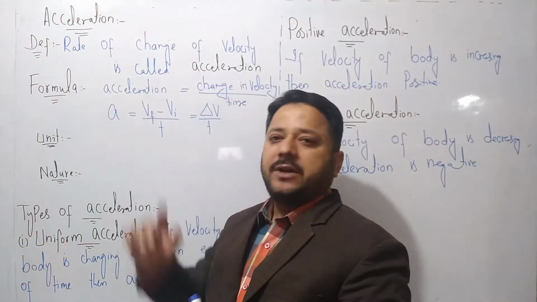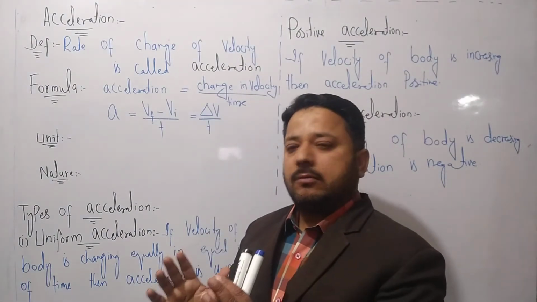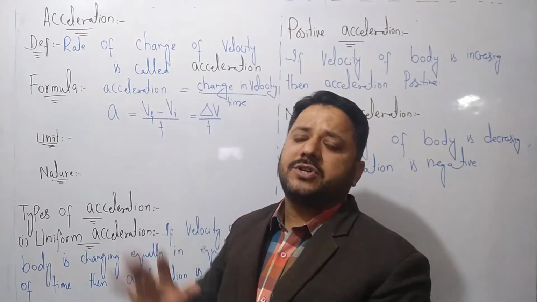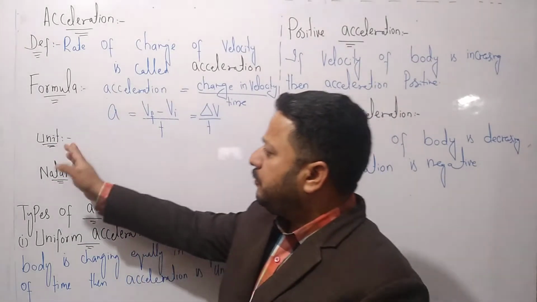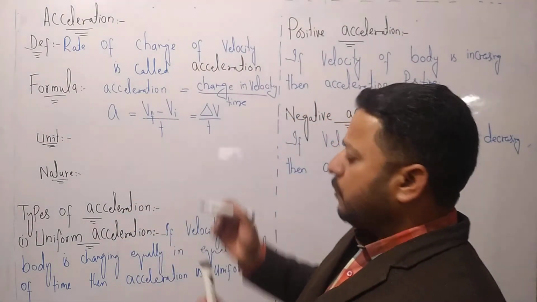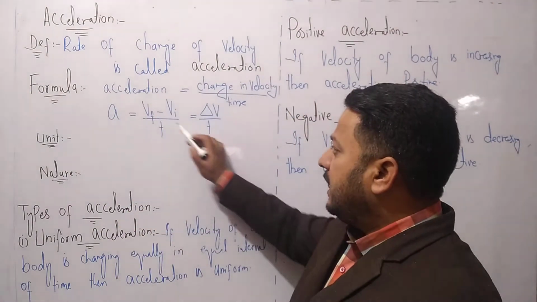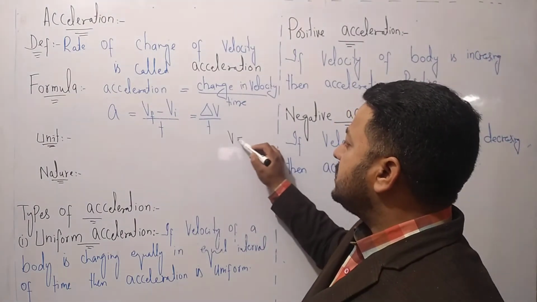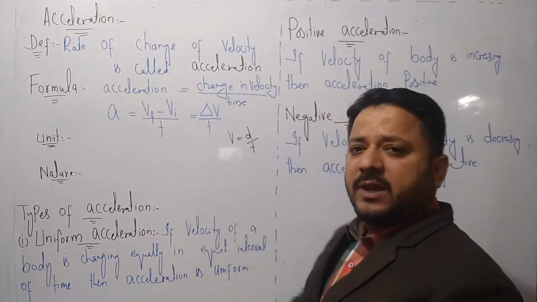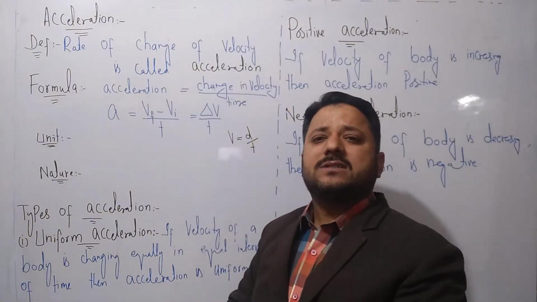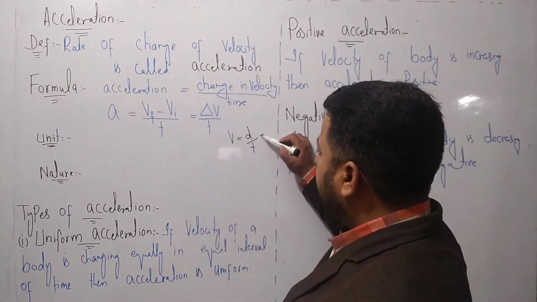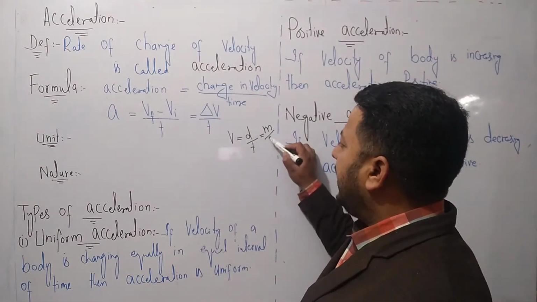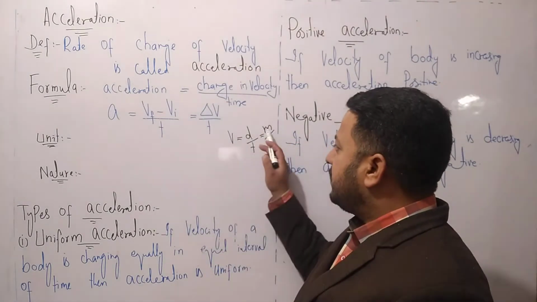Now we are going to write the unit of measurement of acceleration. Students, before writing the unit, I'll again start from the very base. First of all, we are interested in finding the unit of velocity. Velocity was equal to displacement over time. We know that displacement is measured in meter, so we write meter, the unit of displacement, and second, the unit of time. So it is equal to meter per second.